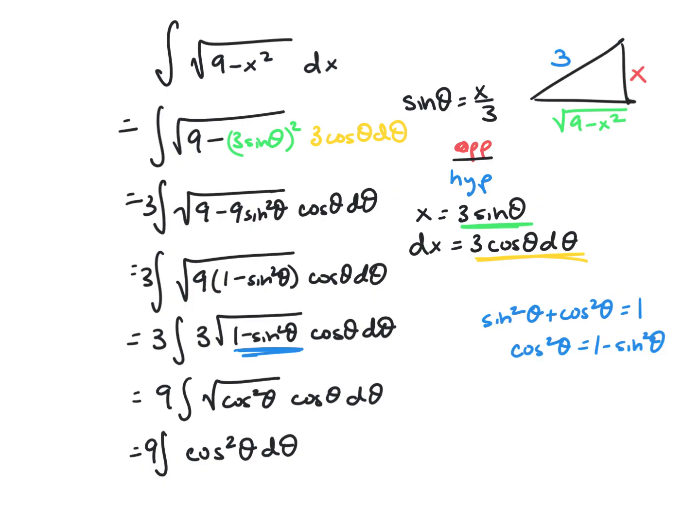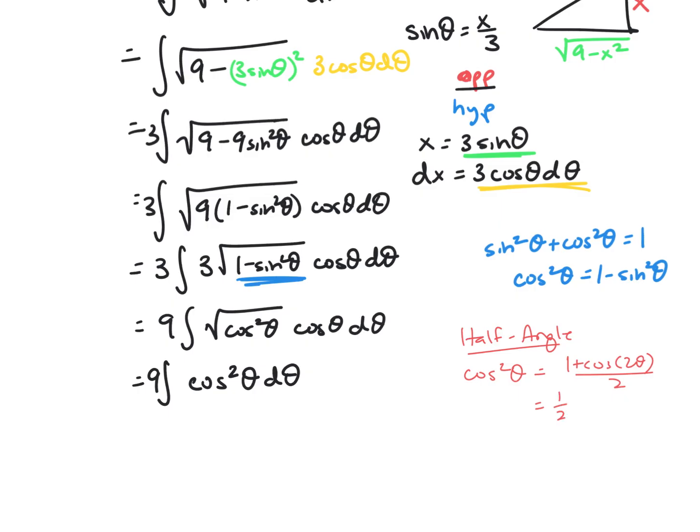And so this is where we want to use another identity. So the half angle formula says that cosine squared is 1 plus cosine of 2 theta over 2. Or a nicer way to write this here, because we can always pull out constants, would be 1/2 times 1 plus cosine of 2 theta. So I'm going to substitute that in here. So 9 times the integral of 1/2 times 1 plus cosine of 2 theta d theta.